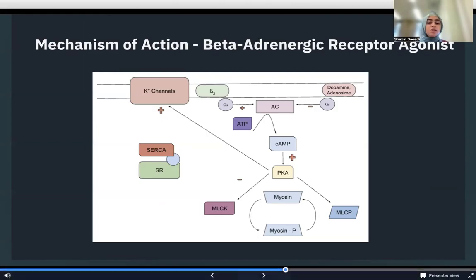MLCK inhibition and the PKA-mediated phosphorylation lead to an activation of potassium channels. Lastly, the potassium efflux due to the activation of these channels results in the hyperpolarization of the smooth muscle cells, which further promotes relaxation. Together, these effects contribute to the arterial smooth muscle relaxation and then vasodilation, which increases weight change and drip rate.